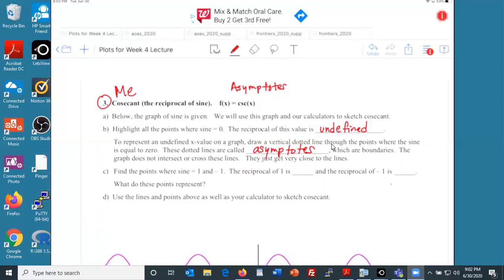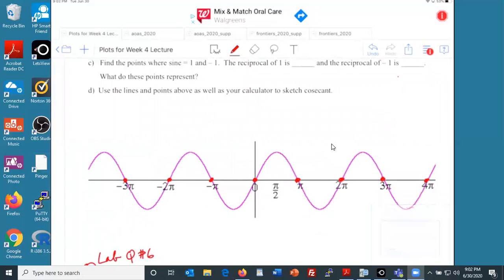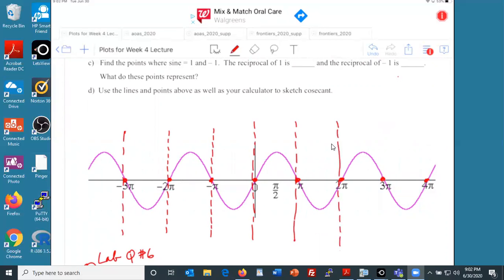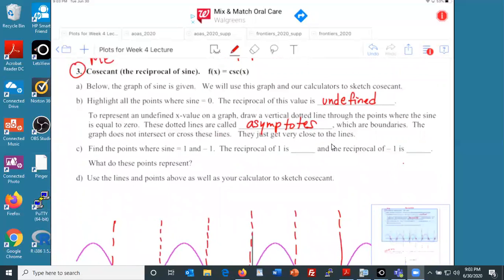So now what we're going to do, because we're going to be drawing the reciprocal on this same graph, is draw asymptotes through those dots. Because the cosecant is not 0 at those points. The cosecant is undefined at those points. So I need to get asymptotes at all those points. Don't be lazy and only copy half the graph. Do the whole thing. So we just completed part A and B. So A and B are finished.